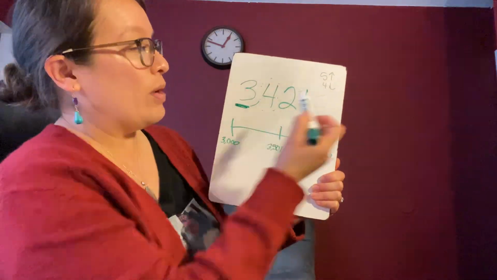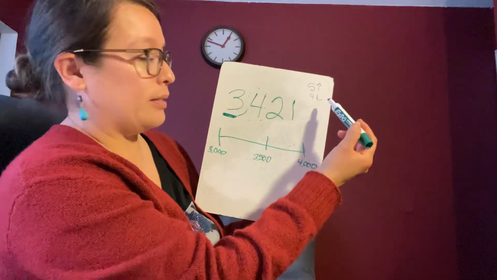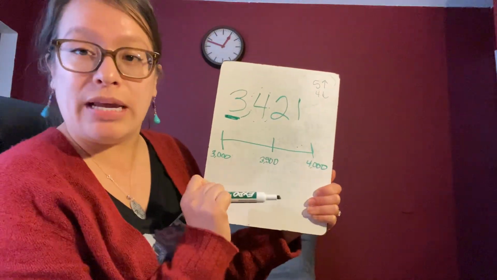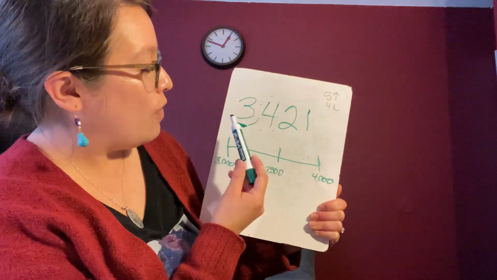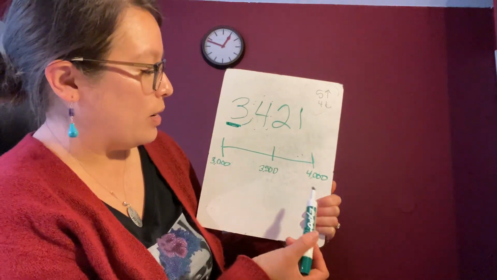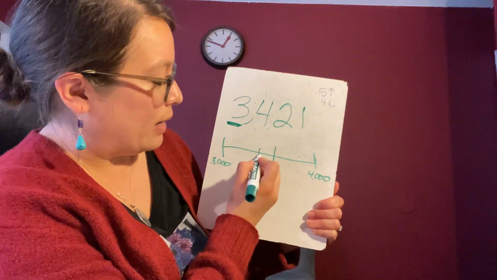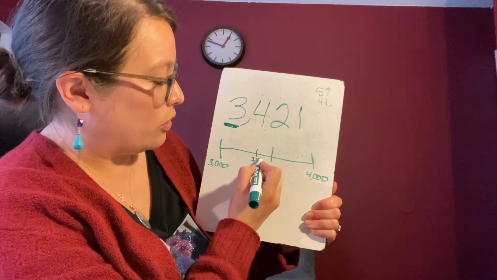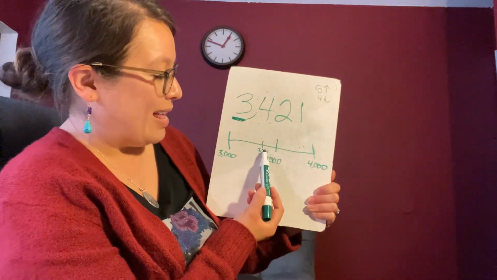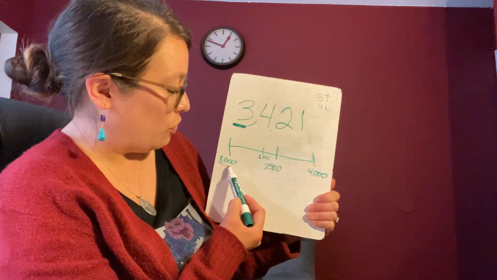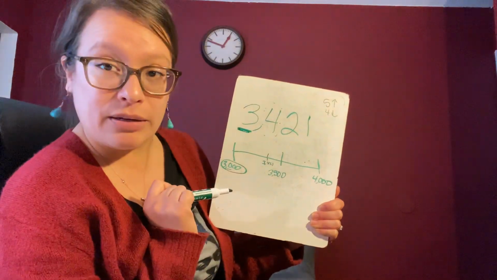So we can do this. We're going to do both ways. Or we can also do a number line. Let's do the number line first. So if I had 3,421, it would be about right here, 3,421. So that would be closest to 3,000, right?